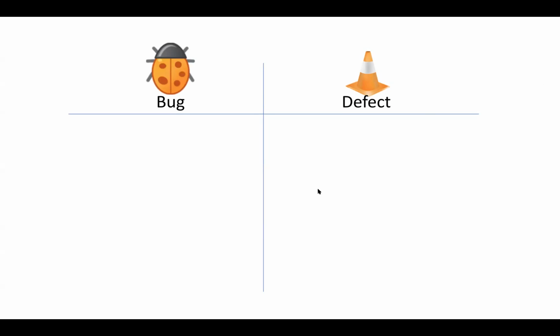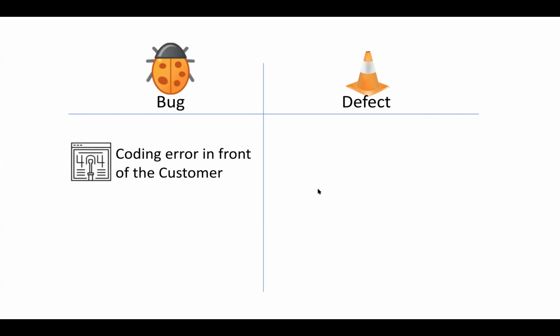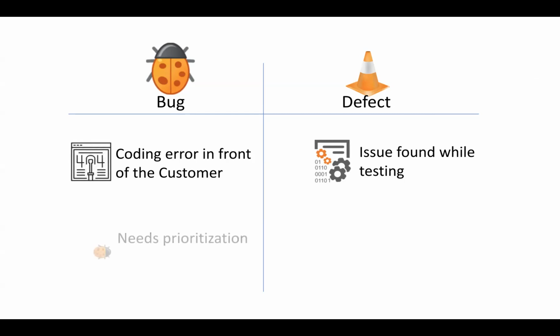As a definition, a bug is a coding error in front of the customer that exists in production or similar customer-facing environments like staging or UAT. A defect, on the other hand, is just an issue found while testing. A bug needs prioritization, which means that it goes back as a backlog item to the product backlog, and product owners have to decide how it competes with the functional, technical stories, etc.